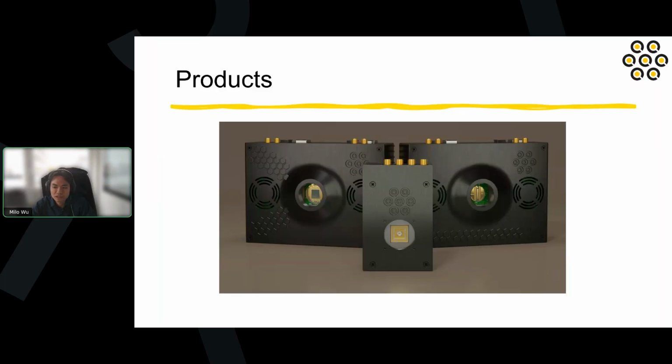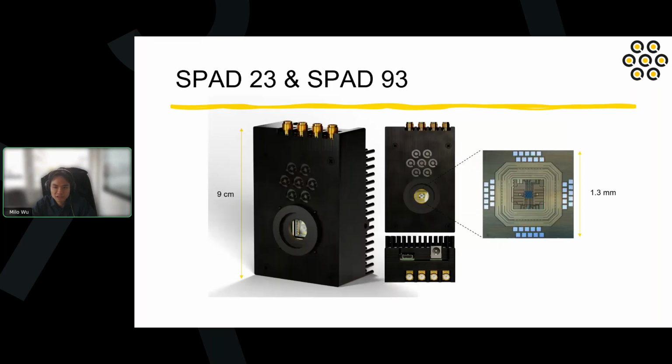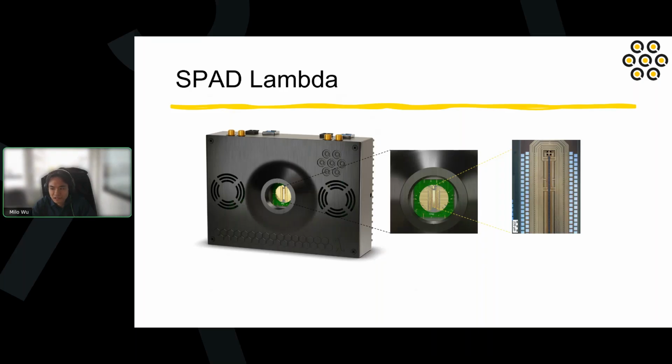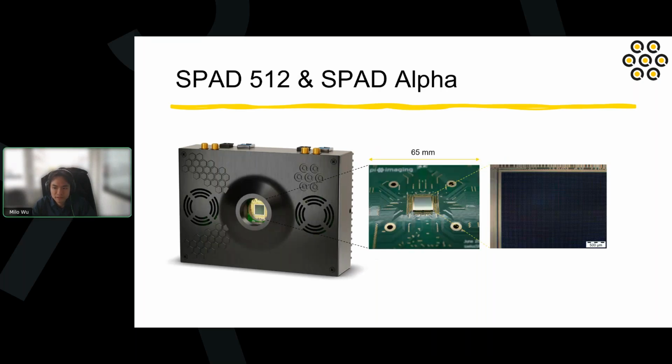So in our company, we produce, as mentioned, point arrays, linear arrays, and cameras. For the point arrays, we have SPAD 23 and SPAD 93, which are small arrays of 23 or 93 pixels. Typically, this is used for scanning applications or photon counting in a small region of interest. We also have linear arrays that consist of 320 pixels in a line. This is typically for spectral applications. And we also have cameras from 512 by 512 up to megapixel SPAD cameras.